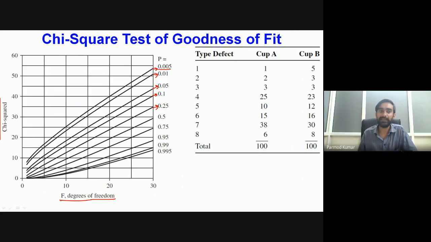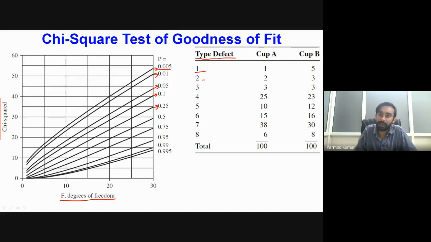Now let us see how we apply this chi-square test to find the goodness of a fit. Let us consider an example taken from cup manufacturing. Say we are getting certain defects in the cups in a cup manufacturing unit. These defects are categorized into 8 different cells, and corresponding to these cells we have two different cup categories, say cup A and cup B.